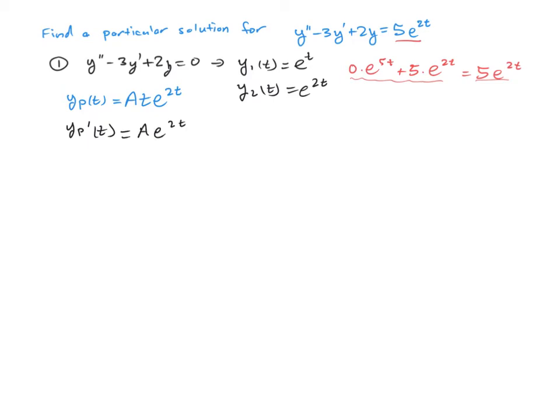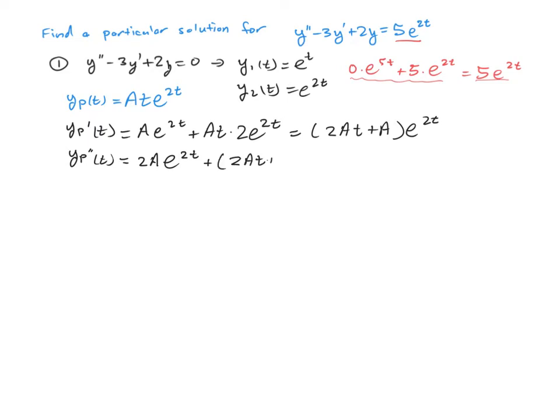times e to the 2t plus at times the derivative of the second, 2e to the 2t. And I highly recommend cleaning up these derivatives before you go through and take higher derivatives. So cleaning this up, we actually have 2at plus another a e to the 2t by combining like terms and factoring. We now take the second derivative. So derivative of the first is 2a times the second plus the first times the derivative of the second.